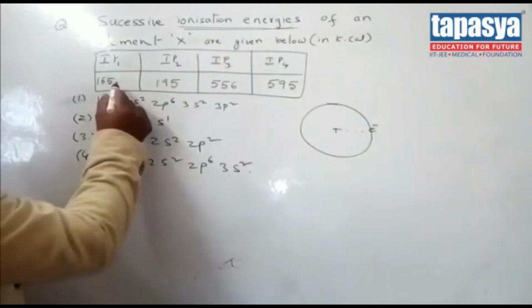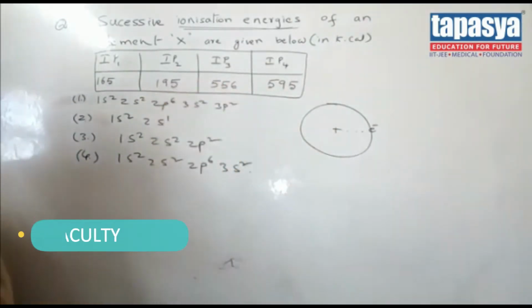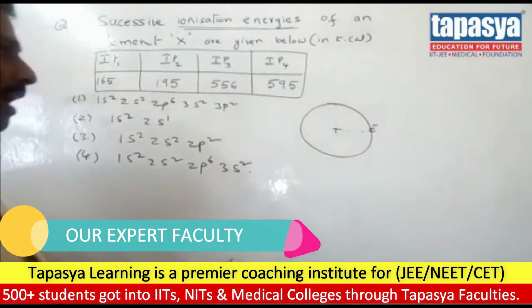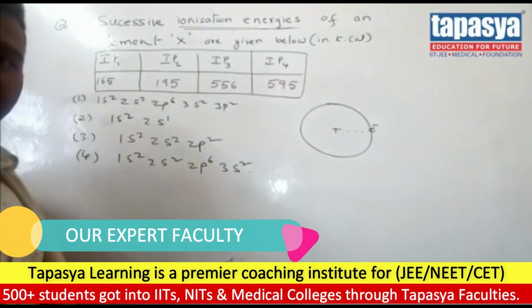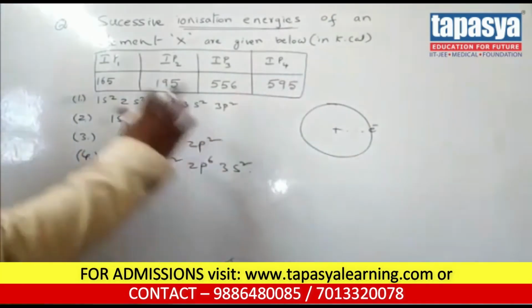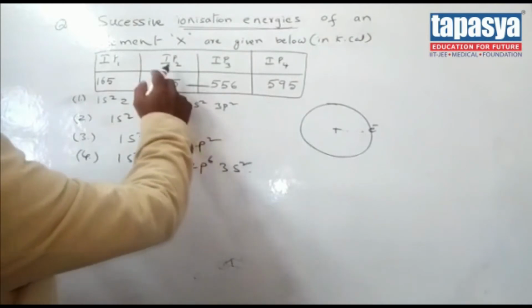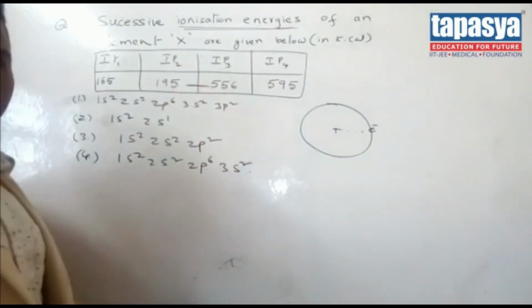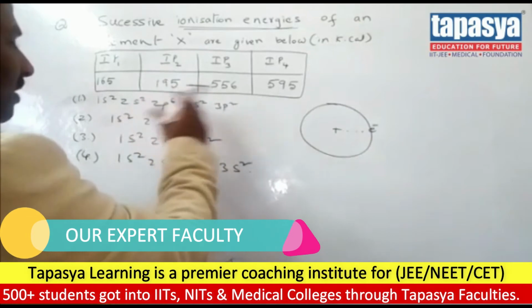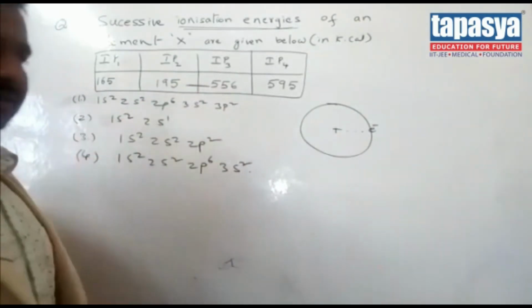The first is 165 kilocalories, the second one 195 kilocalories, the third one is 556, and the fourth one is 595 kilocalories. You can easily understand here that the gap between the second and third is large. The ionization energy gap between the second and third is a large difference.